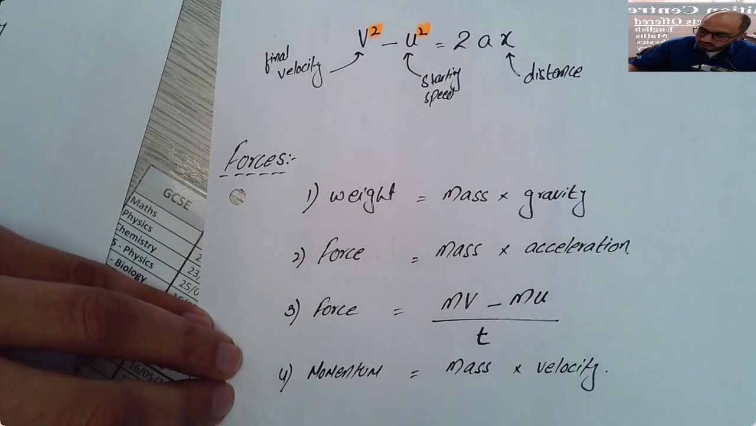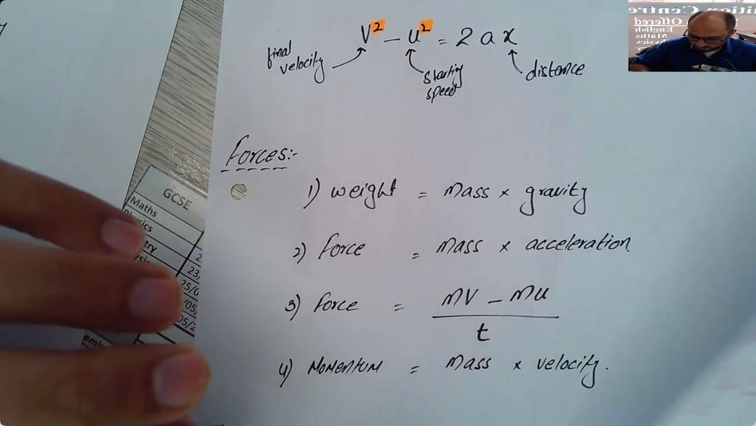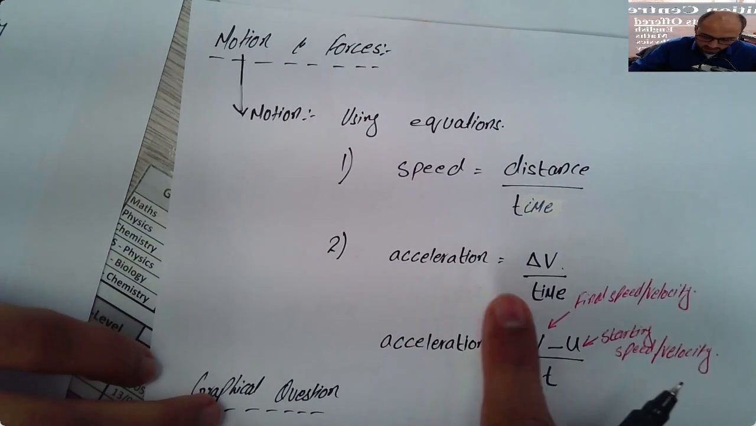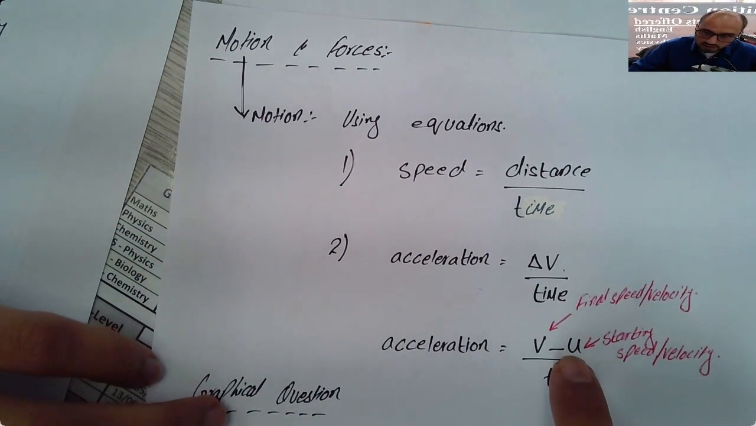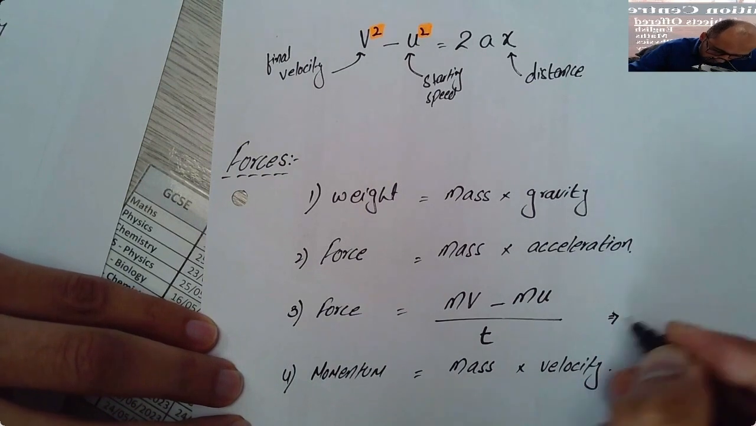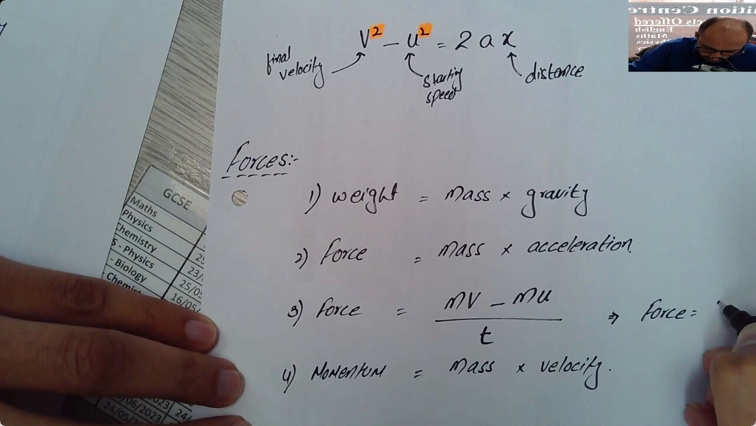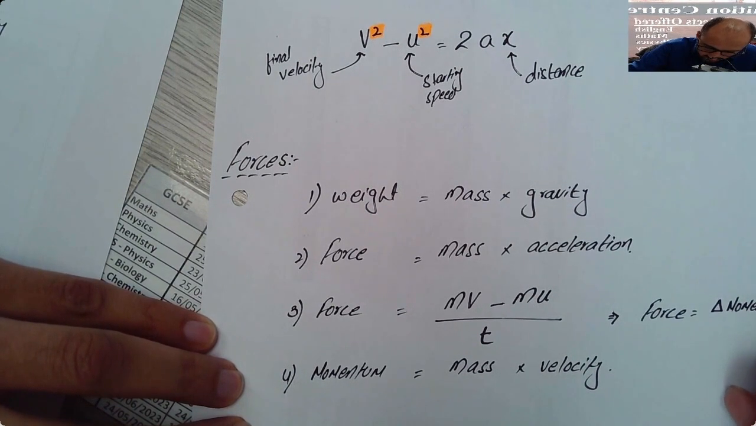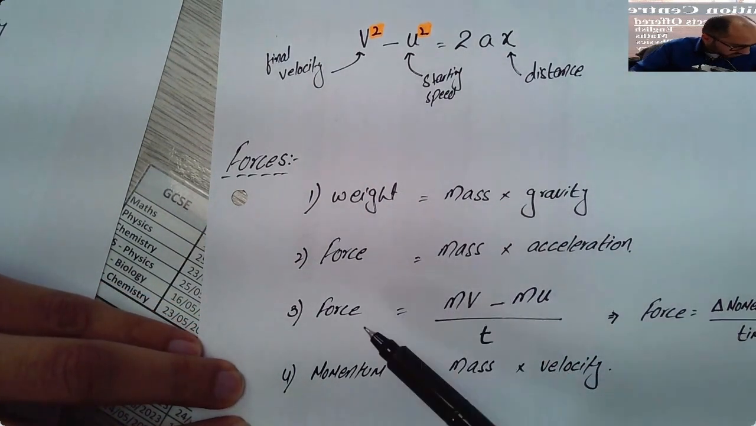The same way we had an equation for acceleration, change in v over time, and then we wrote change in v as final minus starting, we can do the same thing here. This can also be written as force equals change in momentum divided by time. Okay, so we've got equations 1, 2, 3, and 4.